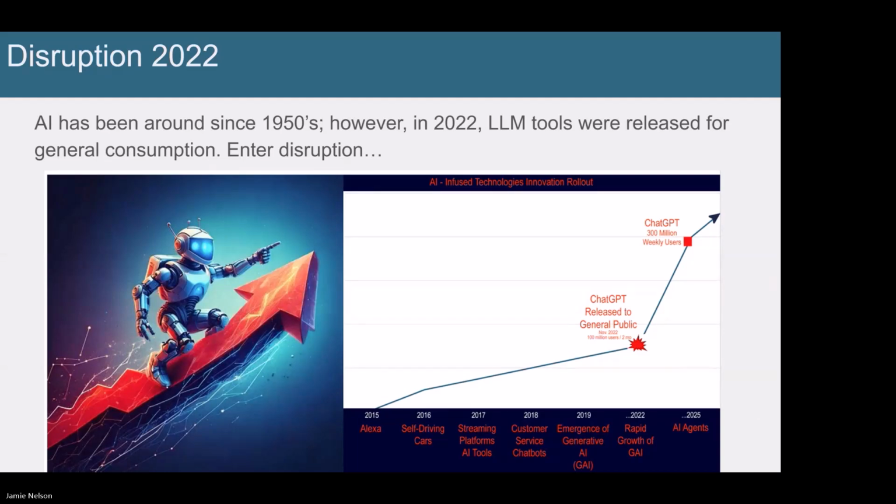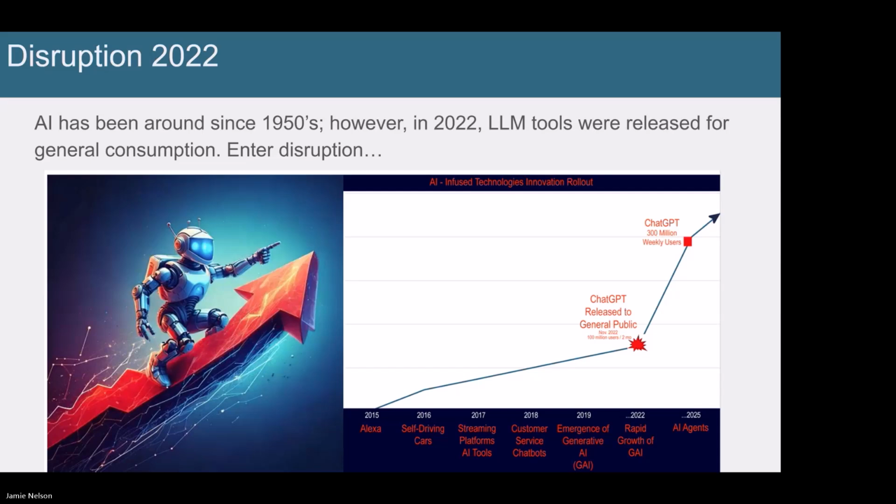There's a lot of tools out there. A lot of them are similar. Some of them do a little bit of a different take on the same thing. But really in 2022 is when we saw that rapid growth in AI usage. So in the charts just showing you that in November, ChatGPT was released to the public.